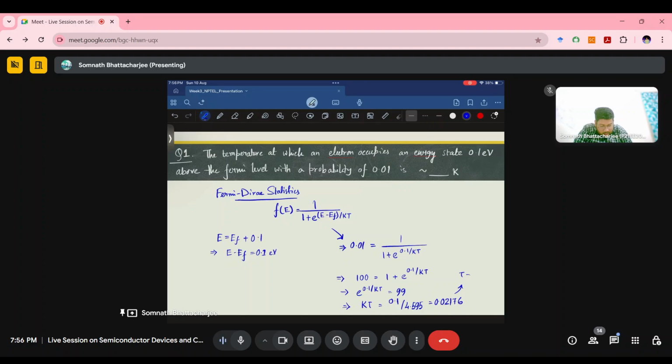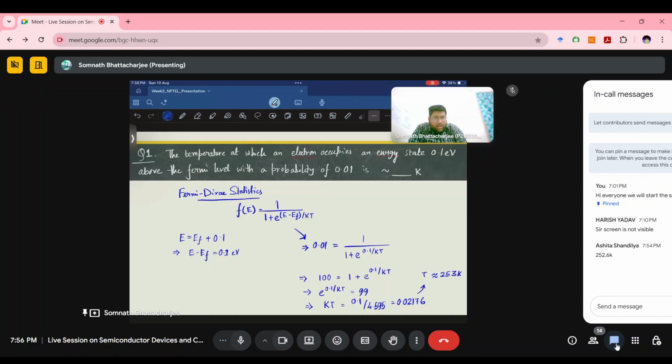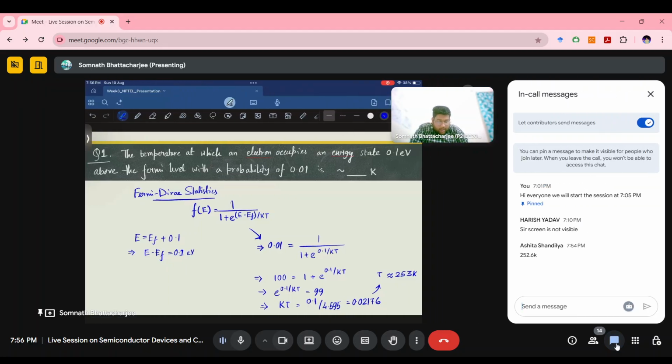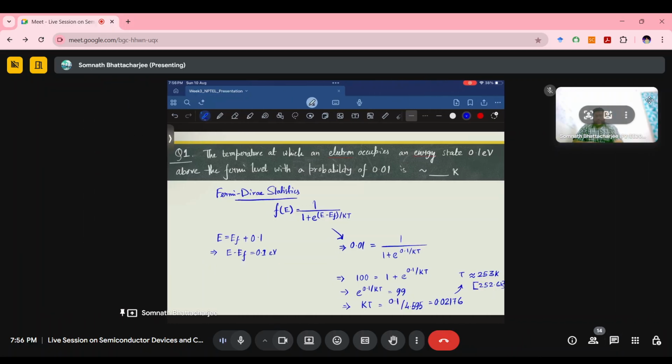Let's just make it like this, 253 Kelvin. So what was the answer you have got? It was 252.6. Yeah. So it may be the correct answer because I have used approximation. So at nearly 253 Kelvin there would be an electron in the energy state that is above 0.1 eV above the Fermi level, that is the EF value.